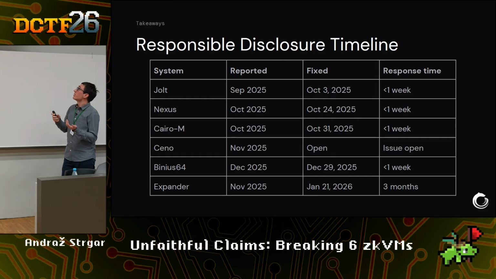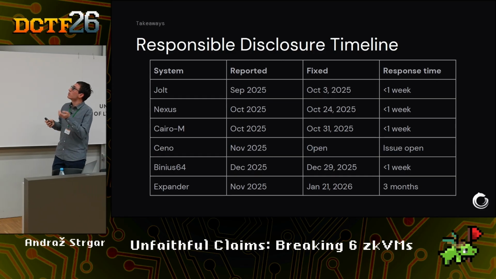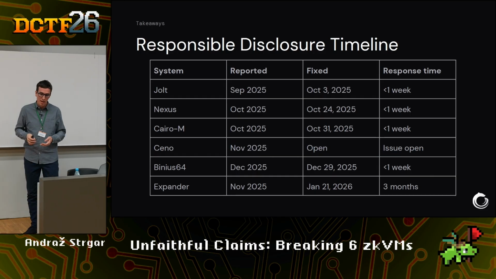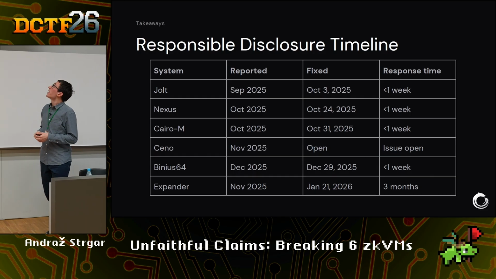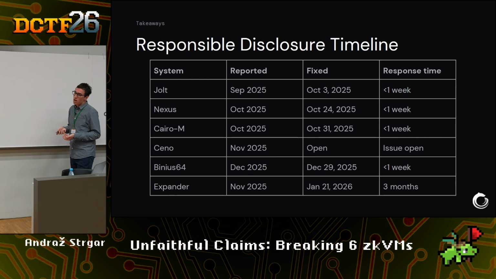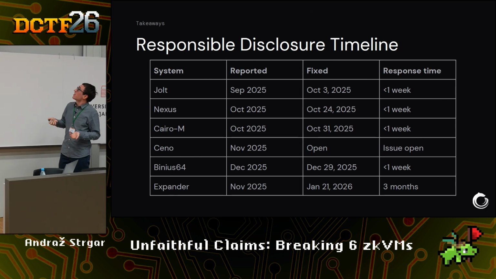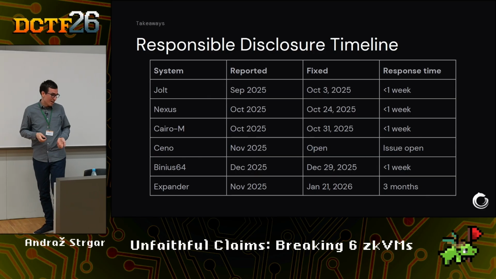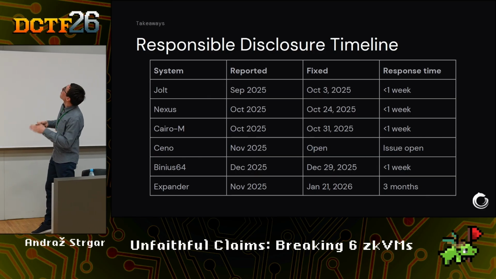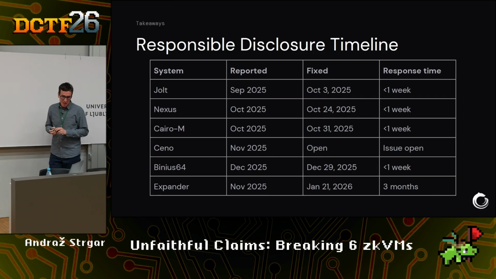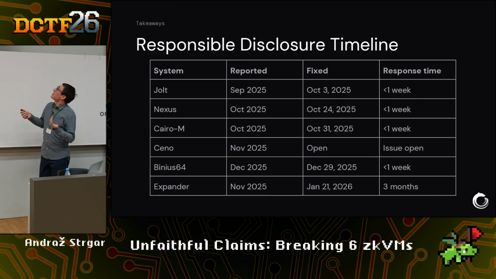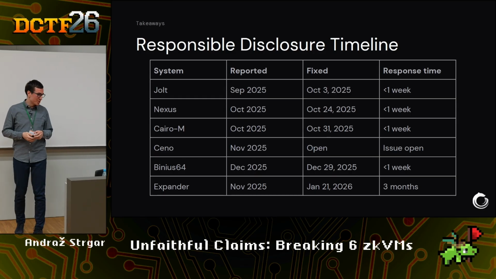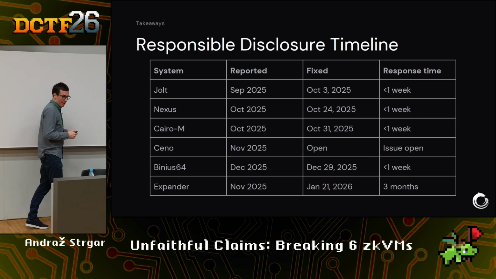So yeah, all of those were reported to the maintainers. All of these are open source projects, some of them in production, some of them still in alpha stages. And as you can see in response times, most of these maintainers actually do care about their project and fix their bugs quickly. We don't talk about Seno though. And I think less than a week to fix a critical vulnerability sounds like a reasonable thing to do.